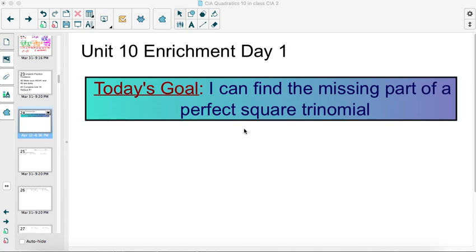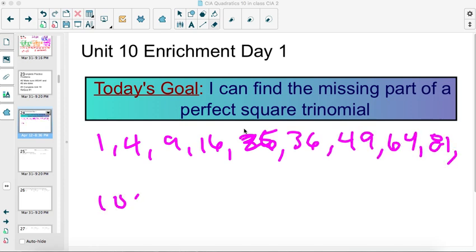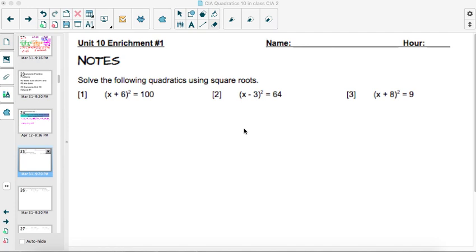So just a reminder, remember perfect squares are the numbers 1, 4, 9, 16, oops, I missed one, 25, and these are perfect squares, remember, because they are numbers that are going to be multiplied to get that number. So like 1 is 1 times 1, 4 is 2 times 2, and 9 is 3 times 3. So it's a number that is multiplied by itself to get that number.